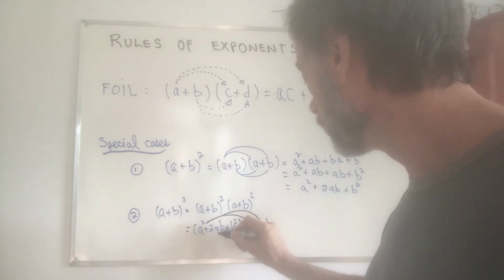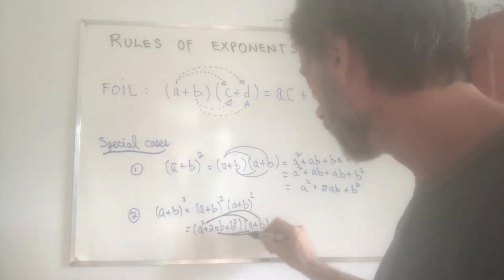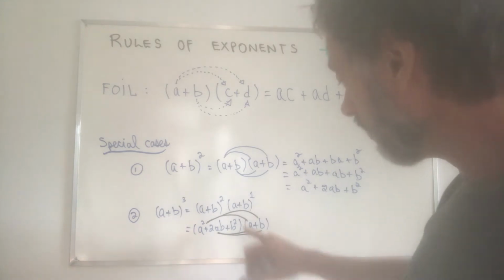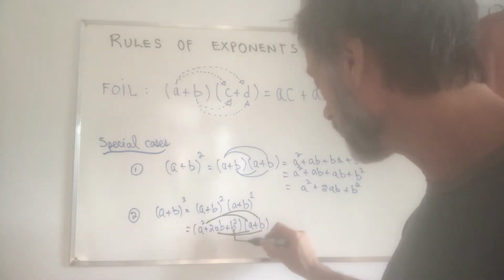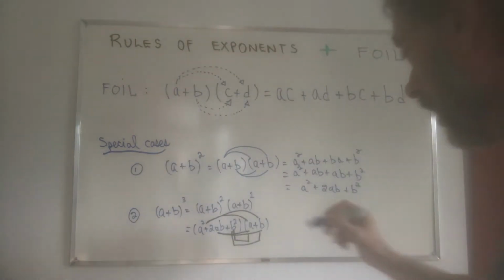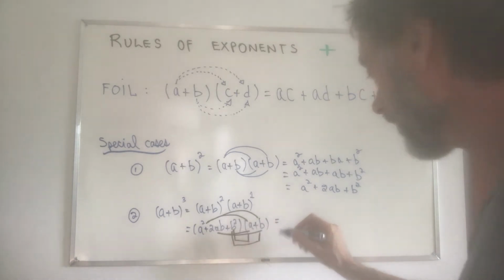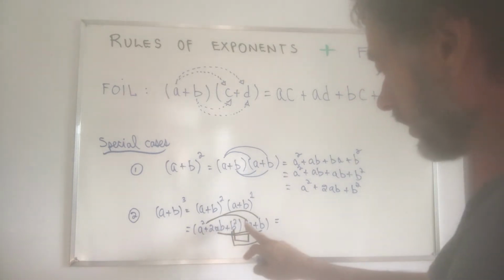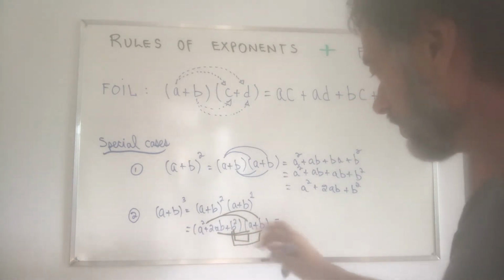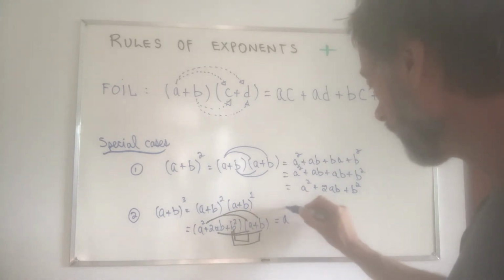Then I'm going to do the middle one times the other guys. And then finally I'll do the last with the b. So what will I get? Well, I'll get something like what? A squared times a. So first times first. What's a squared times a?